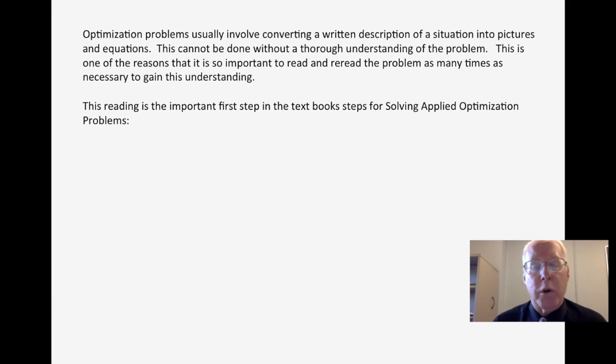Optimization problems are usually word problems, so they involve converting your reading into symbols, pictures, and mathematics. This is often a challenging endeavor for some students. One of the ways to help you through this step, though, is to realize the importance of reading. You're going to have to read and reread these problems as many times as necessary to gain understanding about what the problem's about and help you move from the words to pictures and equations.